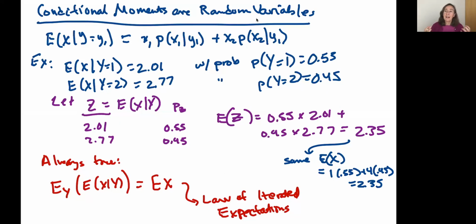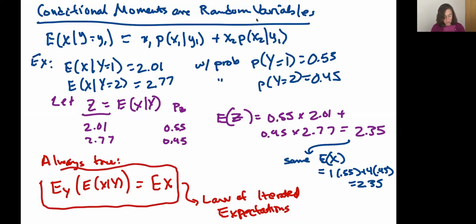But I was at a point where it might be worth pausing, because this claim here is the central point of this lesson: that the expectation over y of the expected value of x conditional on y is just the same as the unconditional expectation of x. So let's go ahead and derive that.